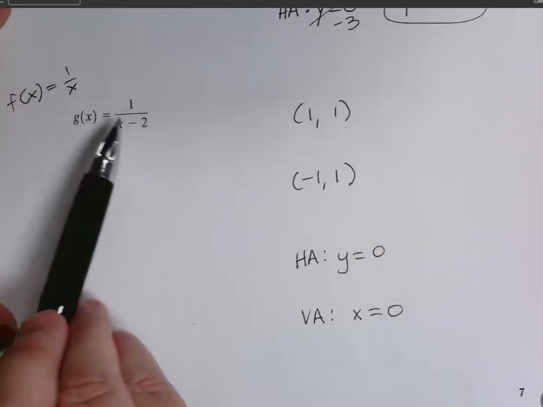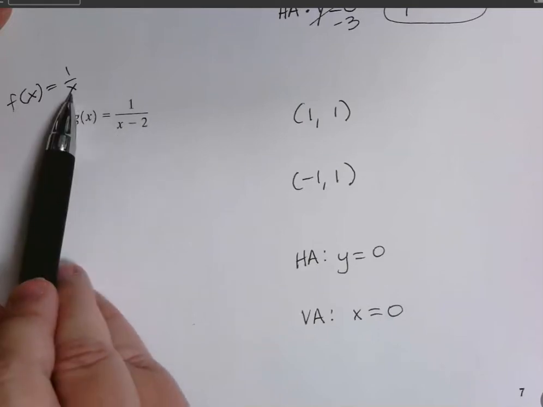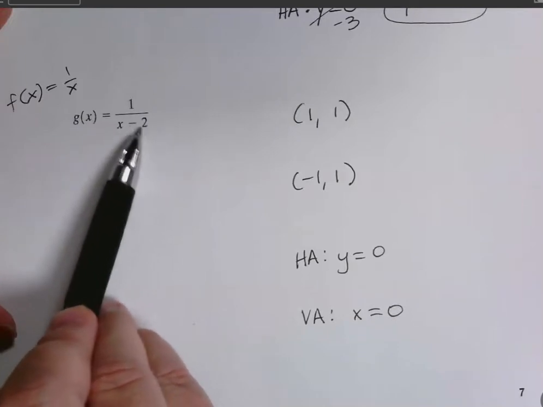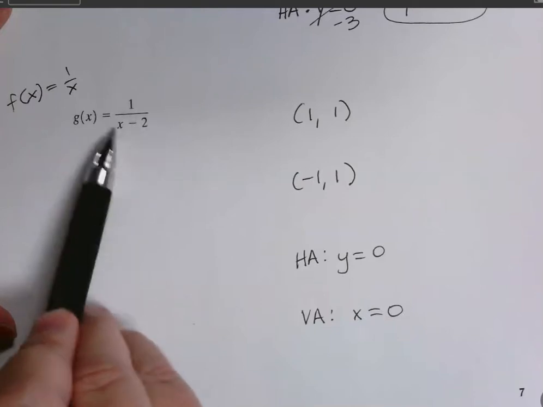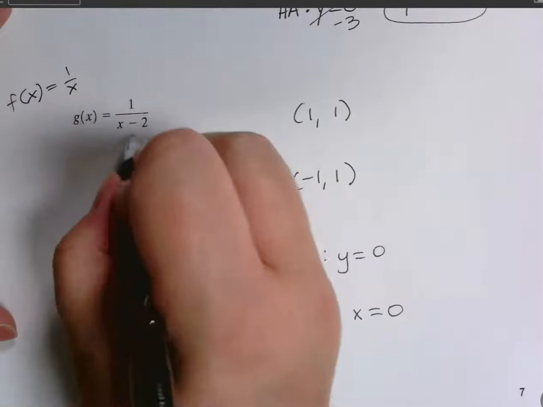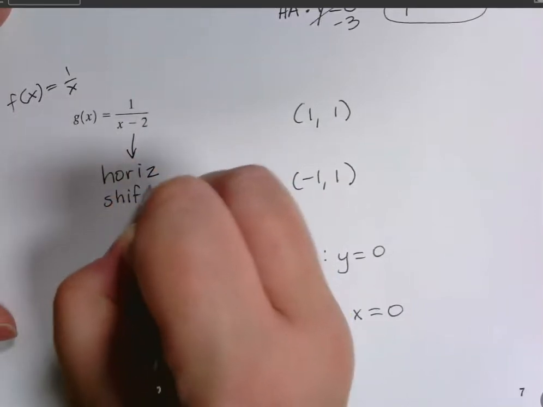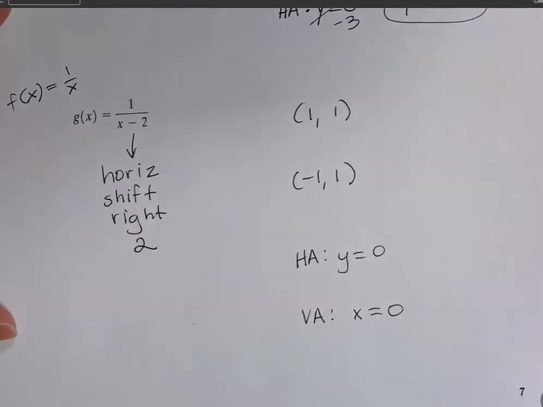All right. What's happening here? The only difference between this and this is the -2. What's happening to x here is it's in the denominator. The -2 is in the denominator. So that means it's also happening sort of inside what's happening to x. So we think of that as inside, and therefore it's horizontal. So this is a horizontal shift right. Remember, horizontal is always the opposite of what you'd think, 2.